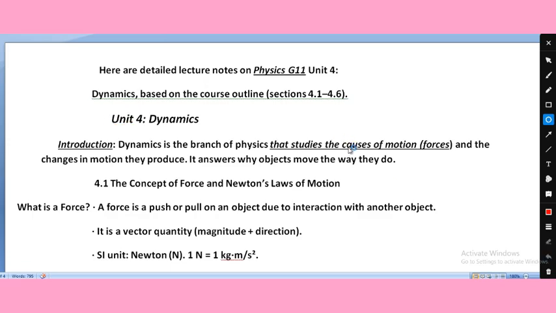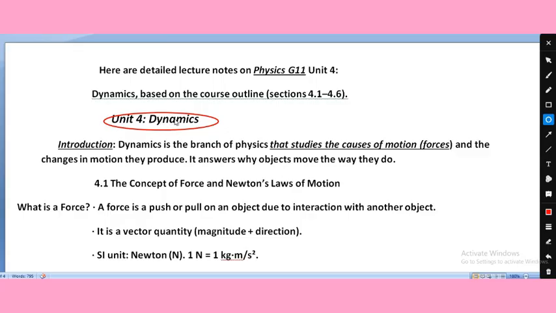Dynamics is the branch of physics that studies the cause of motion. This cause of motion is a force, and the change in motion it produces is why objects move the way they do. From this, we discuss the cause of forces. A force can change the shape of a given object, change the direction of the motion, change the speed, etc.